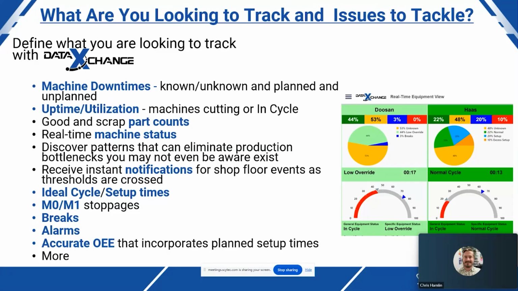And you can see that there's two cards with pieces of equipment in them. The one on the left is a Doosan, and that Doosan machine has been in a low override for about 17 minutes. Next to that, there is a Haas machine that has been cutting for about 13 minutes. And then below that, you can see utilization gauges, with that blue triangle being a user-demanded set utilization score.